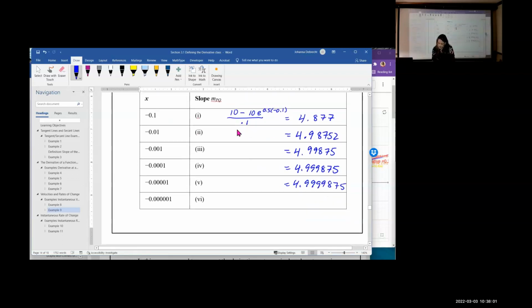Does anybody see the pattern that's developing? It's adding a 9 each time. All right. So what do we think the slope of the tangent line probably is? Well, the slope of the tangent line is probably 5, right? It's approaching 5.